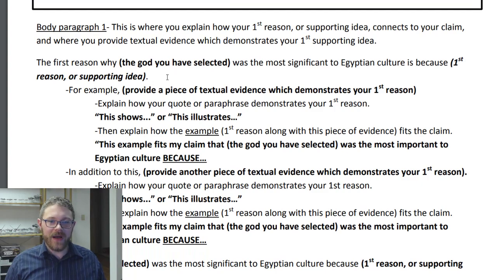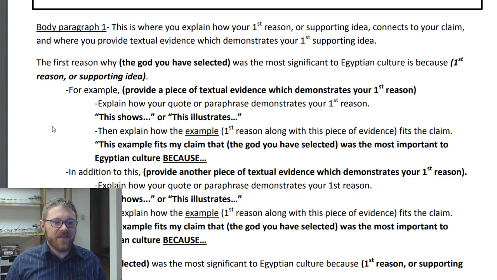Body paragraph 1 is where you're going to explain how your first reason, or your supporting idea, I'll call them both, connects to your claim, which is your central argument, and where you provide textual evidence. That's researched textual evidence. So for this assignment, you guys are going to use the Encyclopedia Britannica or the British Museum. You're going to provide textual evidence which demonstrates your supporting idea. It's going to say, hey, I've got this idea of why this argument's valid, and look, my idea is actually real, okay? Someone has said something about it as well.